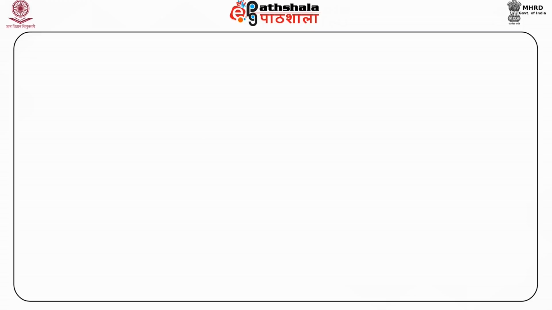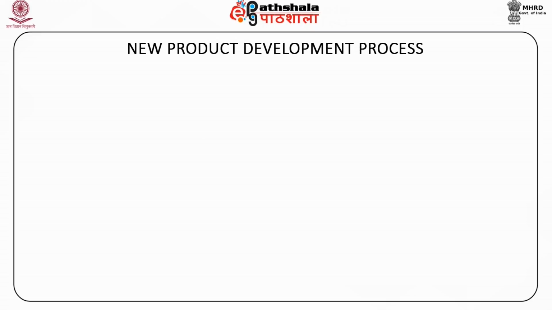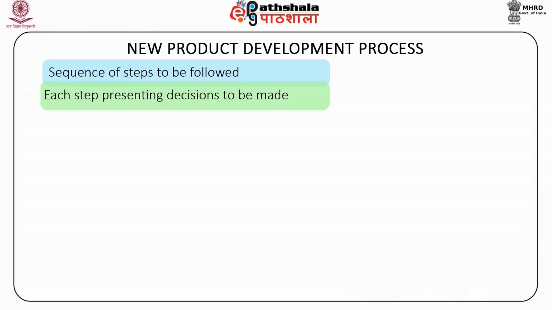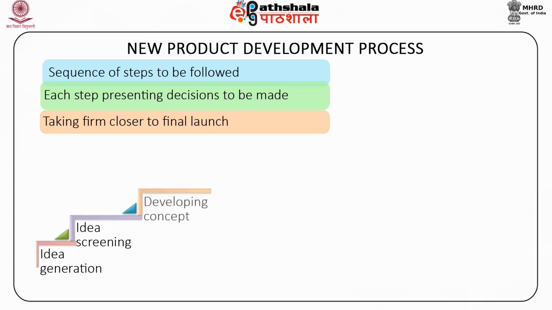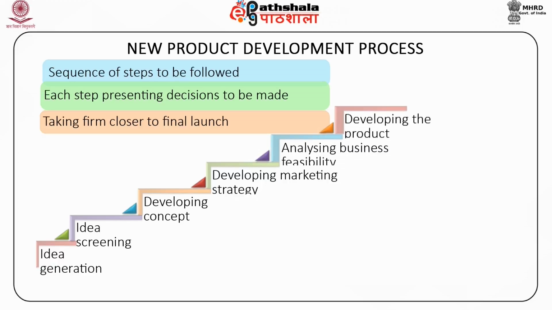This given diagram shall help us understand the process of new product development as typically carried out by firms. There is a sequence of steps to be followed, with each stage presenting decisions to be made, in turn taking the firm closer to the final launch. The process requires close cross-functional collaboration to make product launch a success. As we can see in the diagram, the steps in the new product development process are idea generation, idea screening, developing concept, developing marketing strategy, analyzing business feasibility, developing the product, test marketing, launching the product.